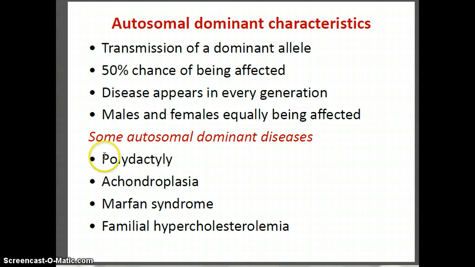Some examples of this are polydactyly, where you have extra digits, achondroplasia, which affects the cartilage, Marfan syndrome, which produces gigantism and some other serious conditions like an underdeveloped heart for the size of the individual, some facial characteristics, and familial hypercholesterolemia, which means an inherited tendency for very high cholesterol in the blood.